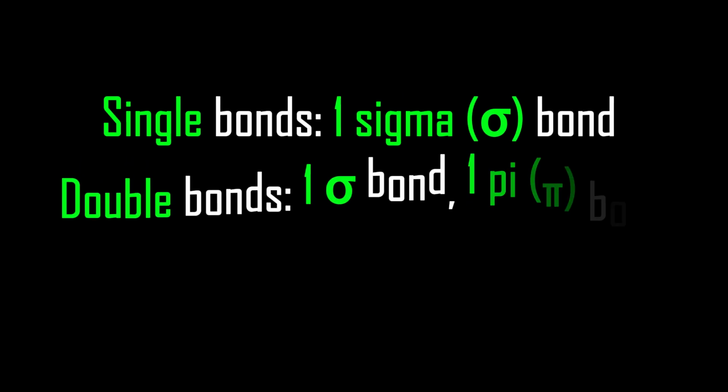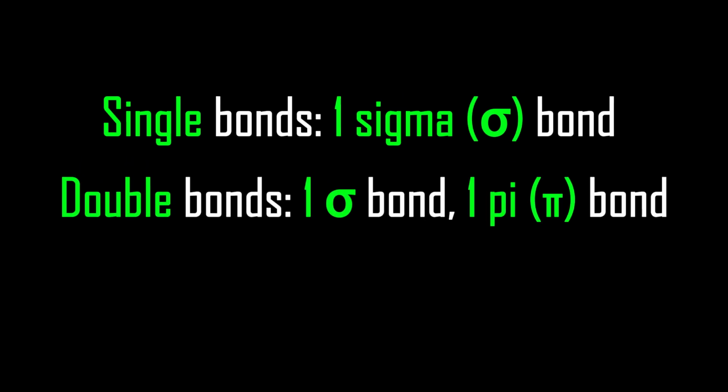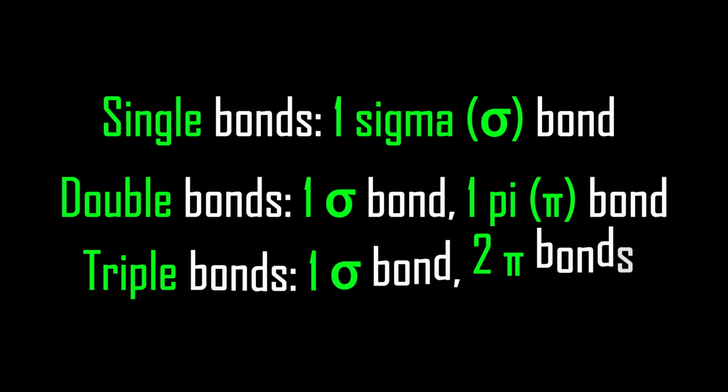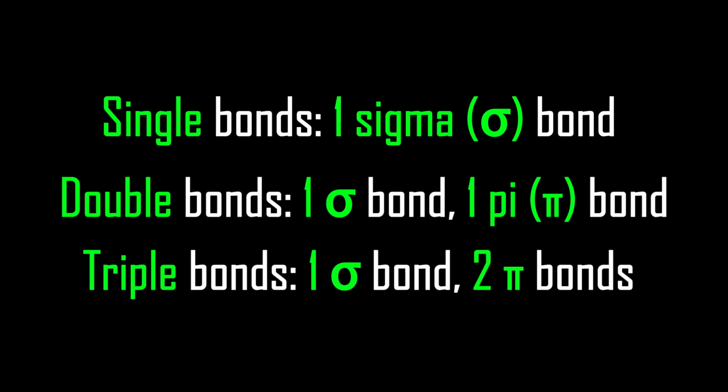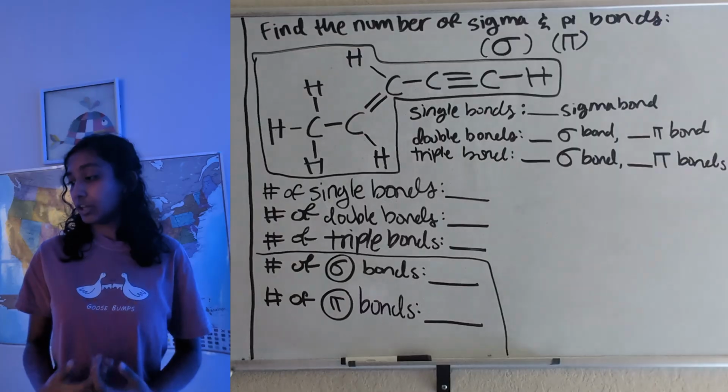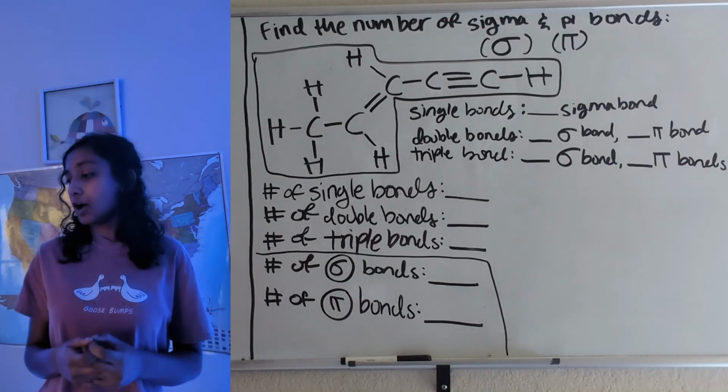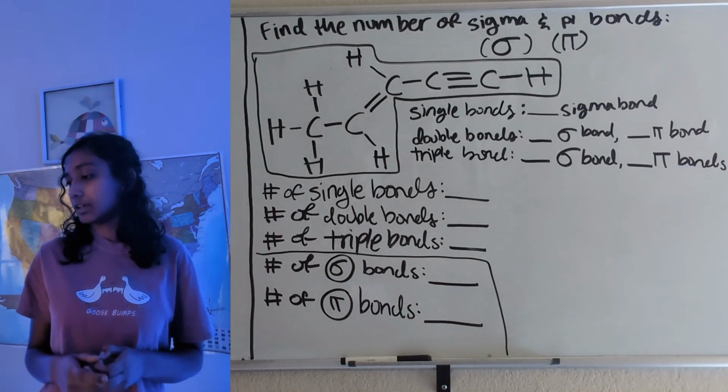Single bonds have 1 sigma bond. Double bonds have 1 sigma bond and 1 pi bond. And triple bonds have 1 sigma bond and 2 pi bonds. Some questions will ask you to find the number of sigma and pi bonds in a molecule. In this problem, we have a molecule, and the problem asks us how many sigma and pi bonds there are.